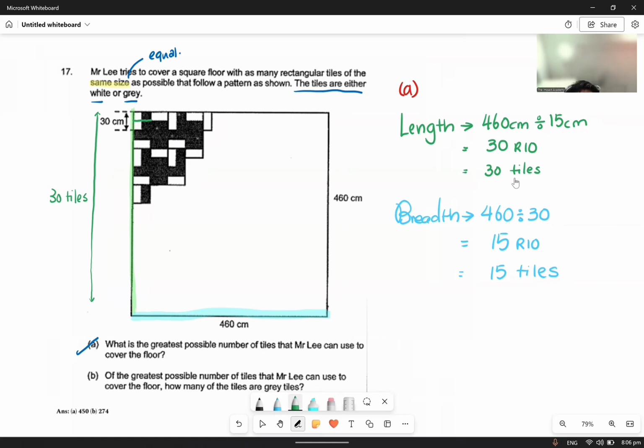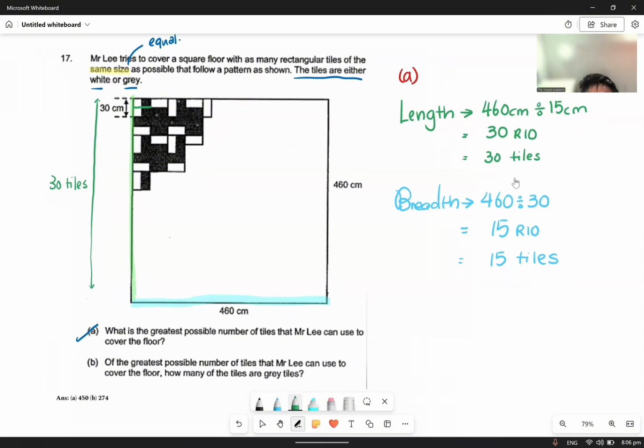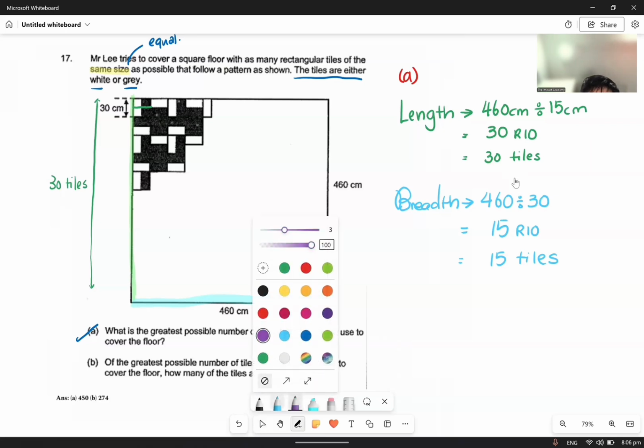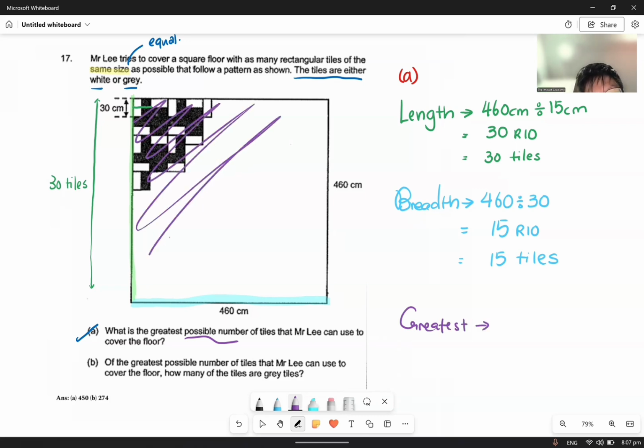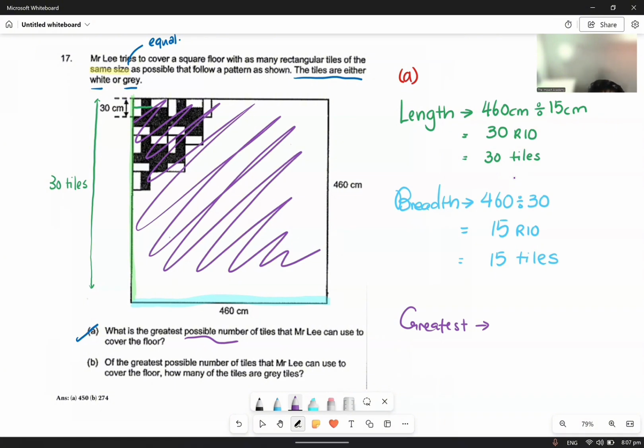But in this situation, because it is a square floor, it is not 3D, it is not talking about the volume, I don't have the height. So what do I want to do next? Now that I'm done with these two, do I just leave it like that? Do I add? Do I multiply? Because they want us to find the greatest, in this situation I have to multiply so that I will be able to find everything. You get what I'm trying to say?